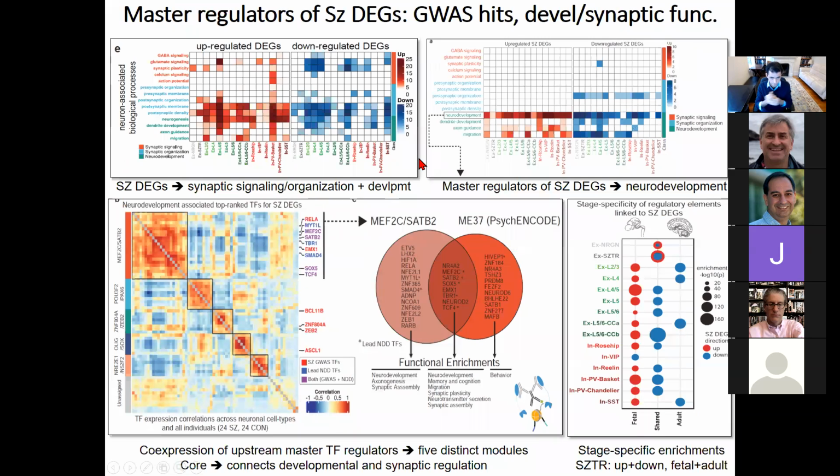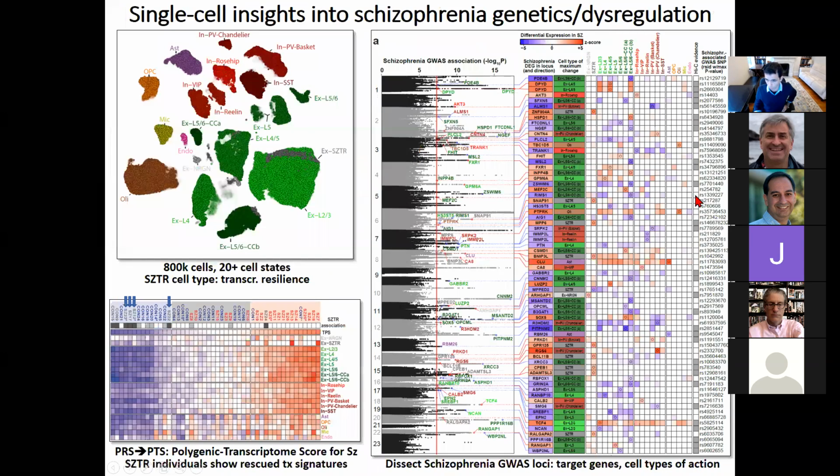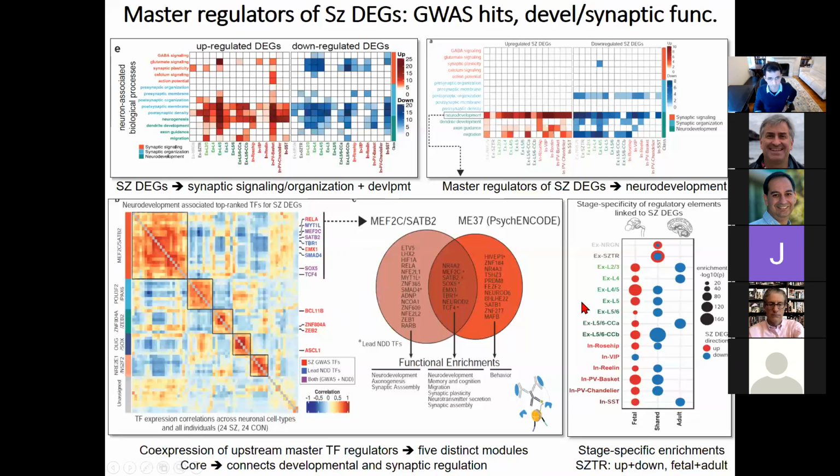Okay, so then we can do all kinds of cool stuff. We can basically say, for all of the genes that are globally differentially expressed in schizophrenia, can we find out what are their predicted master regulators? So we look at the enhancers of those genes, we look at the upstream motifs, we look at the regulators corresponding to those motifs, and we can start asking, number one, what are the differentially expressed genes themselves, the targets, enriched in? Number two, what are the regulators enriched in? What we're finding is that the targets are enriched in synaptic signaling, synaptic organization, and neurodevelopment.